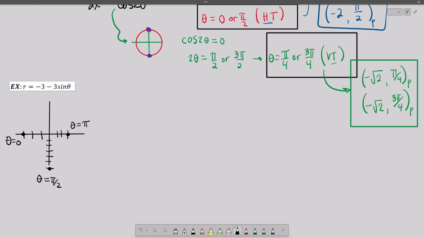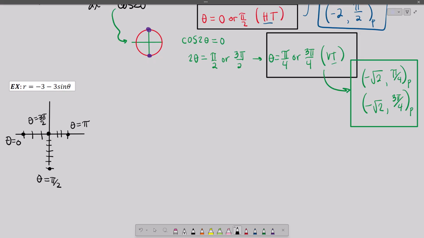And we know where the last point has to be, because for a cardioid, it's always a collinear triple. We know it's going to be the origin, but we'll plug it in just to make sure. Plug in 3 pi over 2. Sine of 3 pi over 2 is negative 1. Negative 1 times negative 3 is positive 3, so we get 0. So that's 3 pi over 2.